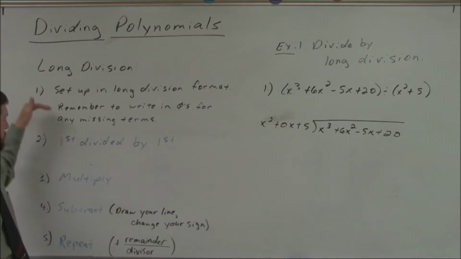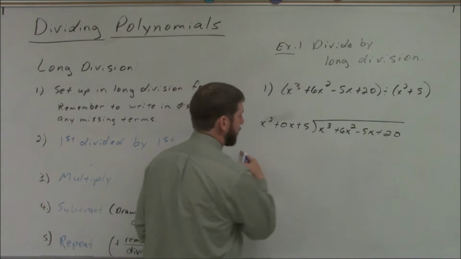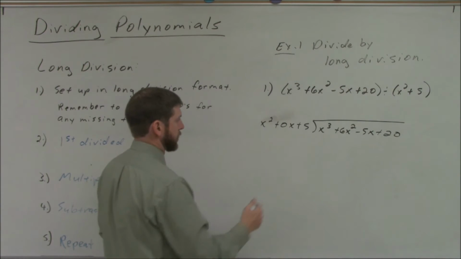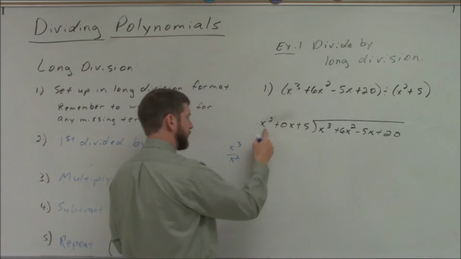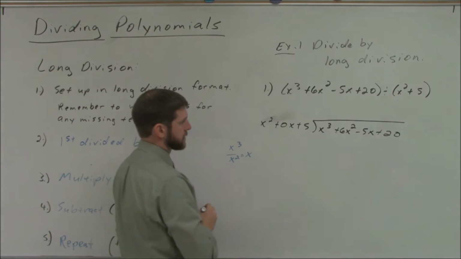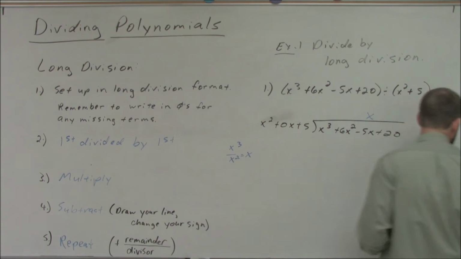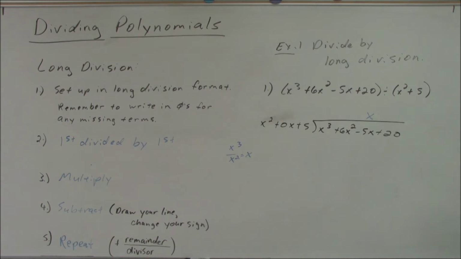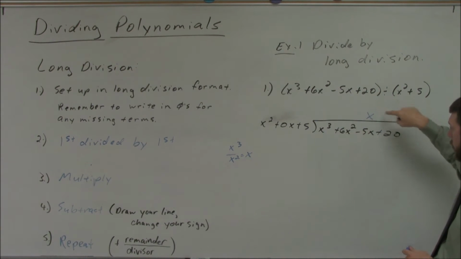Now we just go through our steps. Once we set up, first divided by first. And I like to do just kind of some scratch work off to the side. So x cubed over x squared. First divided by first is x. So I'm going to put it up here. I will usually line up my like terms.